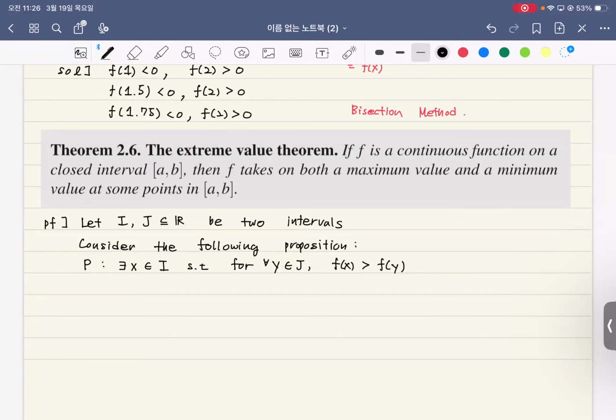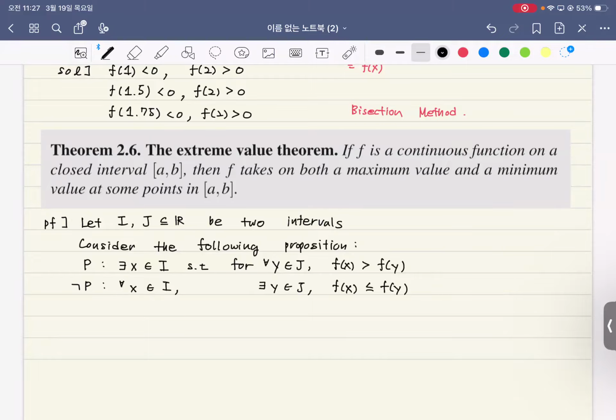If you can find a point x in I, and if the function value at this point x bounds all the function values in the interval J, then this proposition P must be true. Now, what is the negation of the statement? Therefore, for all x in I, there is y in J such that f of x is less than or equal to f of y. This statement must be the negation.